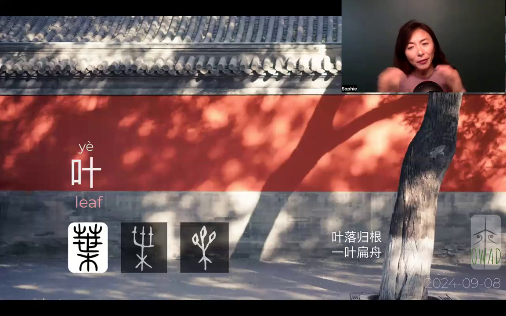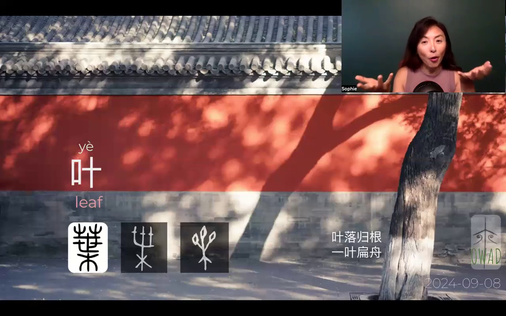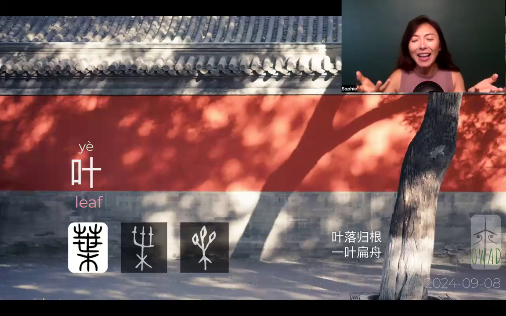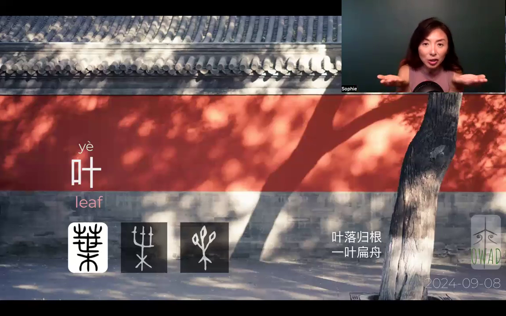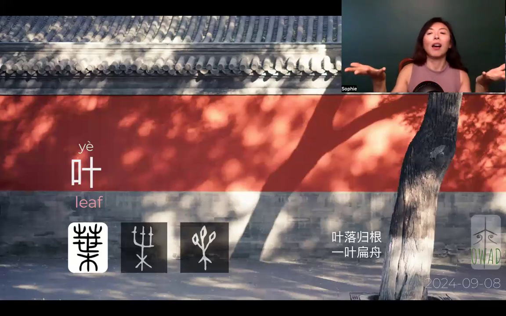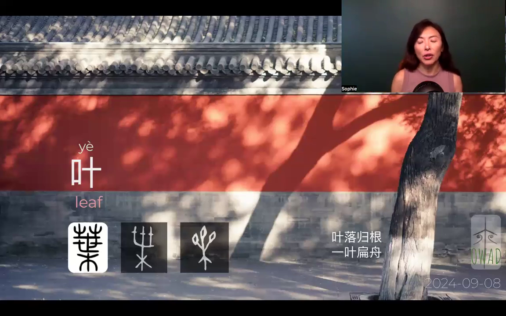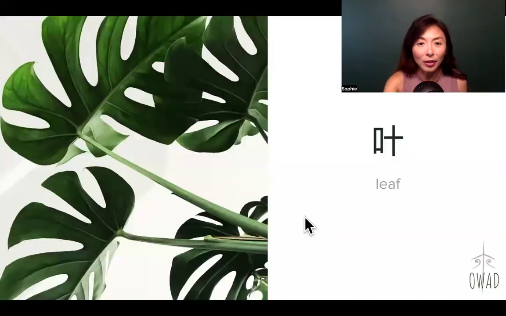So these are different scales of things, but their similarity is they're kind of flat and light. Therefore, they can be waterborne, not airborne. They can be carried by water, because of this flat but light structure. And Chinese use the leaf to compare to a boat. 一叶扁舟. Okay, so there you go. That's leaf.